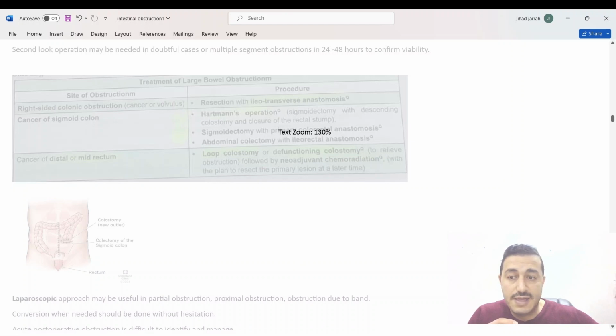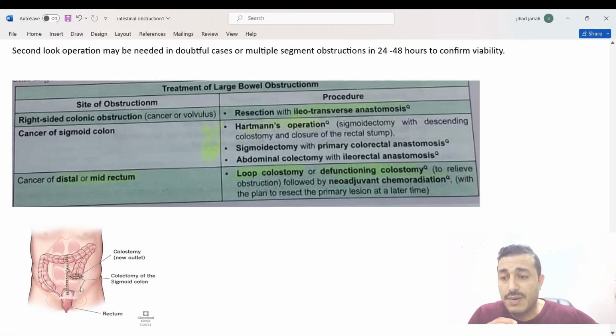If I have a sigmoid problem or distal rectum, we can just bring a colostomy. We bring this, we take the part and we suture this part. This part is sutured and we will discuss this in detail later. Should we take the tumor or just leave it in the abdomen?